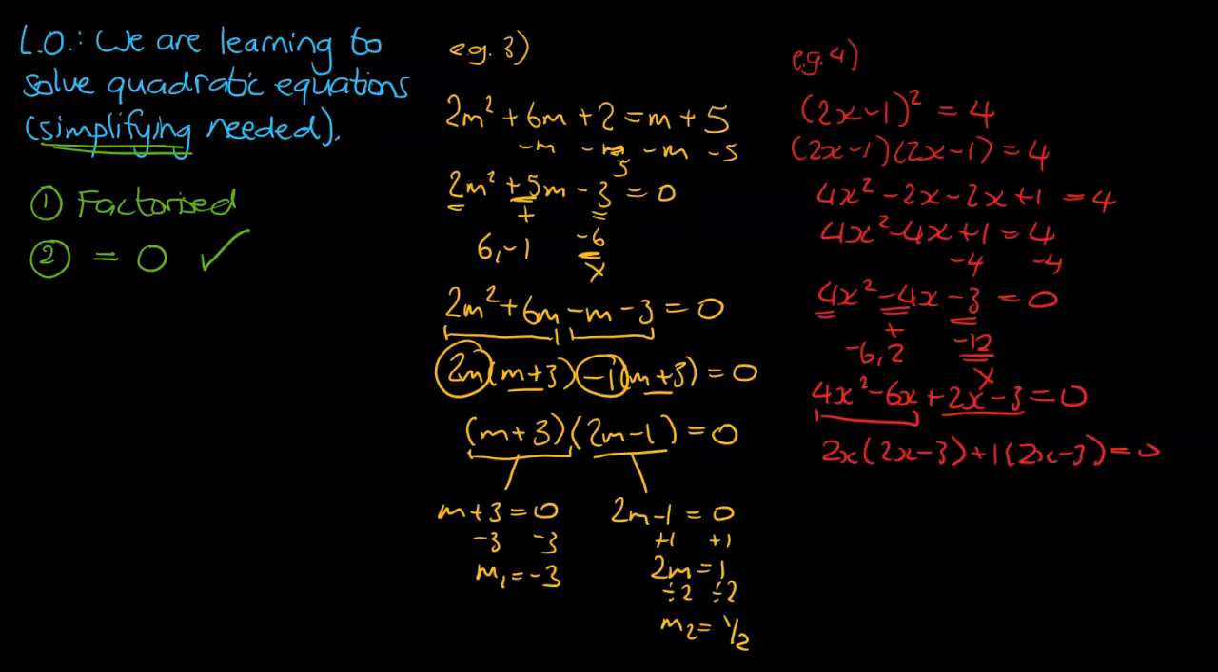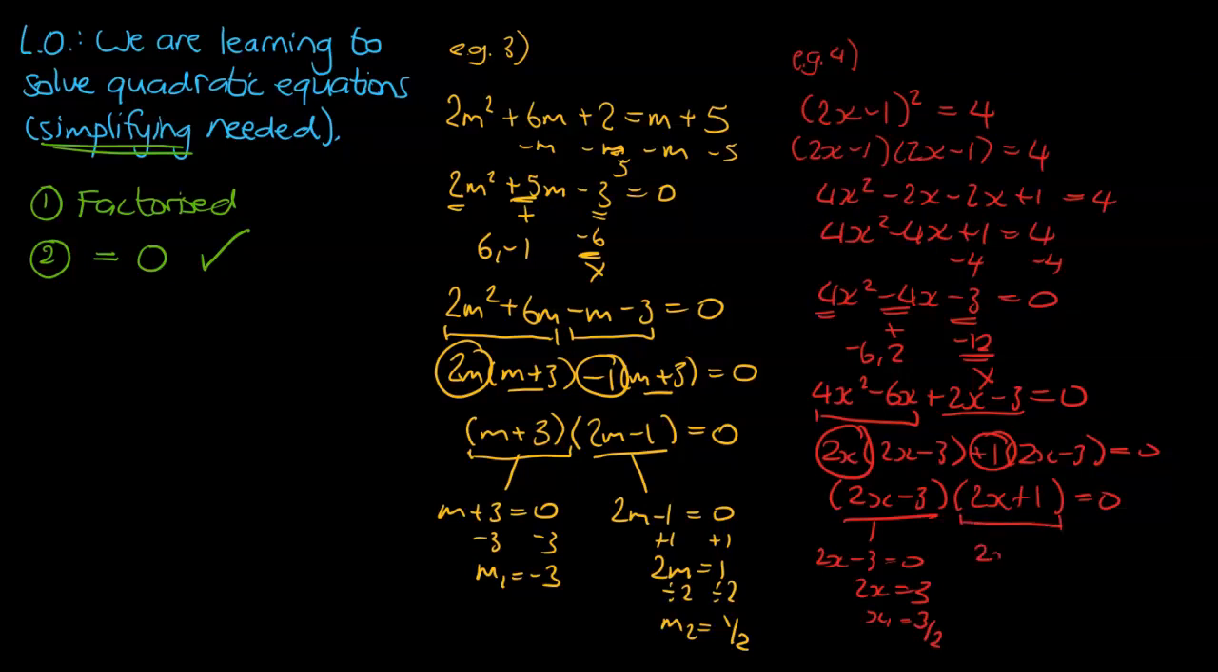So our factorized form, when we get it, there's our common bracket, 2x minus 3. And the leftover bits, 2x plus 1. That there comes to 0. We go ahead, split and solve. 2x minus 3 equals 0, which means 2x equals positive 3, which means our first answer, x equals 3 over 2. And our second answer, well, 2x plus 1 equals 0, so that's 2x equals negative 1. X equals negative 1 over 2. And that's our second answer for that.